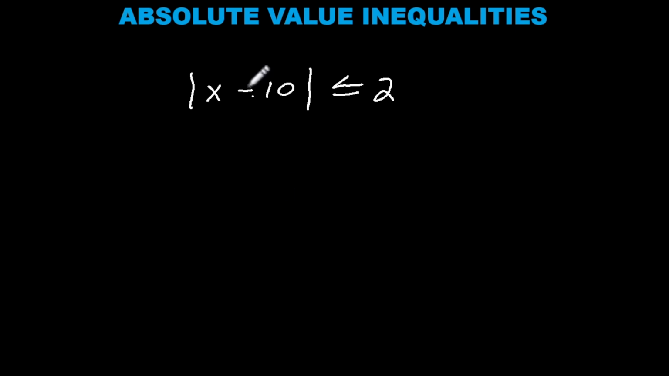Here we're being asked to find the absolute value of x minus 10 is less than or equal to 2. And this time you'll notice that this is less than or equal to. And this usually is an indicator that the inequality can be written as a compound inequality.